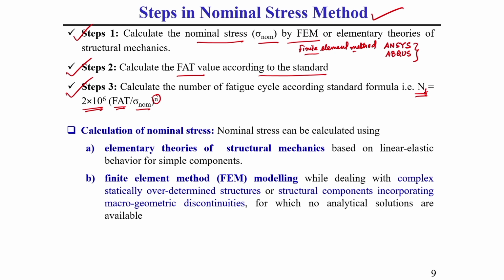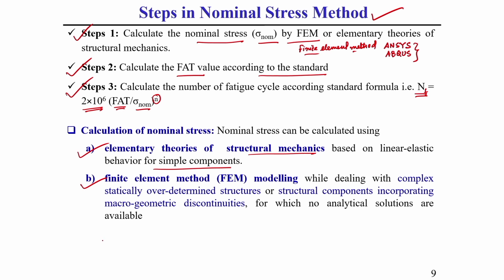Now, one by one we will discuss these different steps, then it will be very clear to us. So, first is the calculation of nominal stress. The calculation of nominal stress can be done in two ways. One method is by using elementary theory of structural mechanics, which is based on linear elastic behavior for simple components, which I have already told you. The other method is by some numerical method like the finite element method.